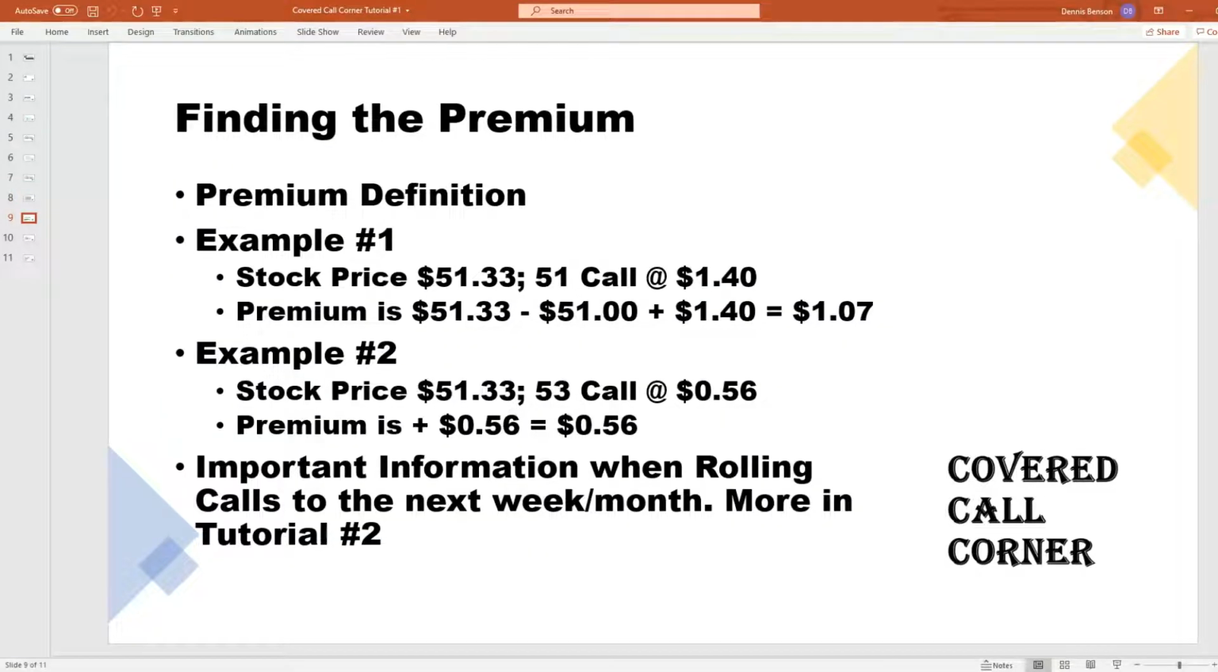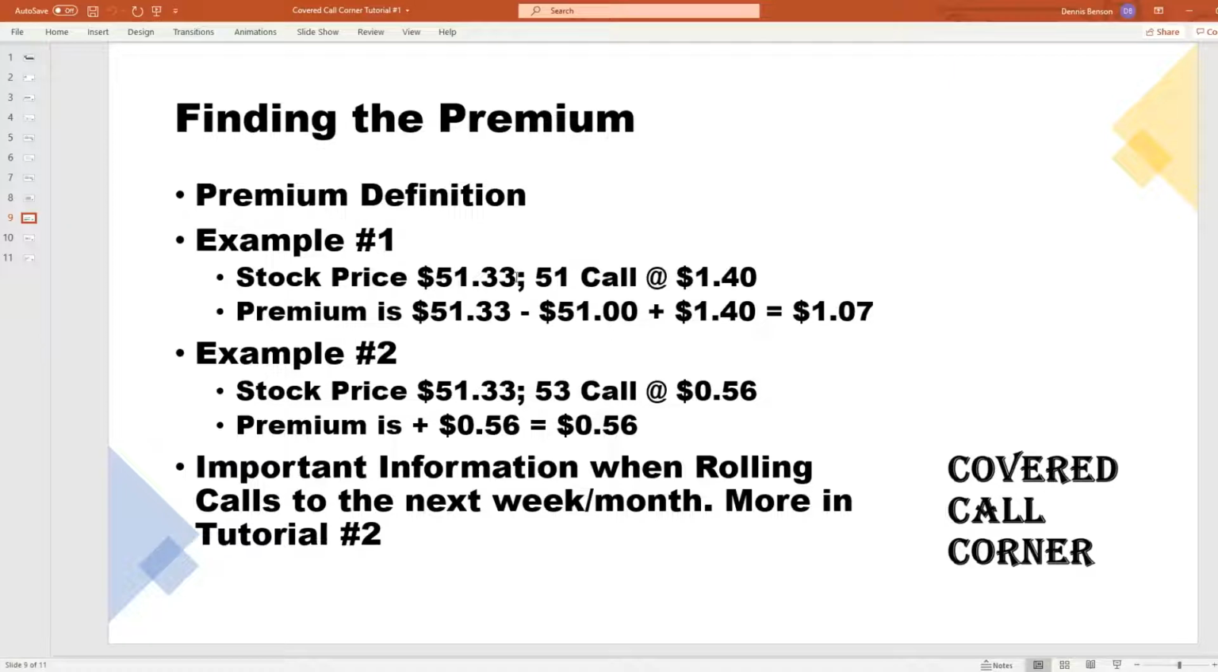All right. The next concept I want to go over is finding the premium. The premium is simply the amount that the call is above the stock price.